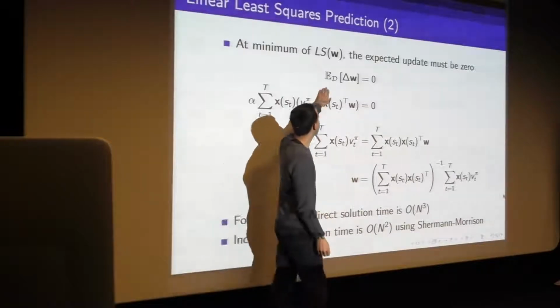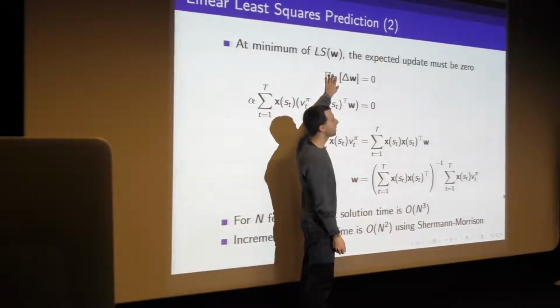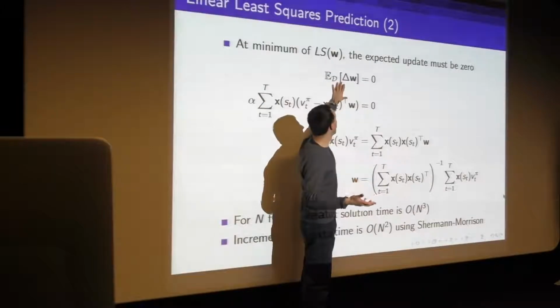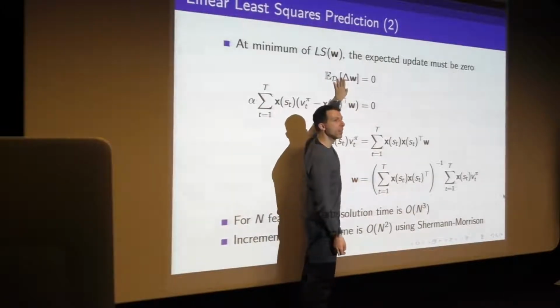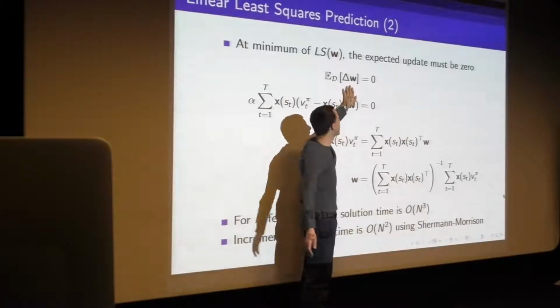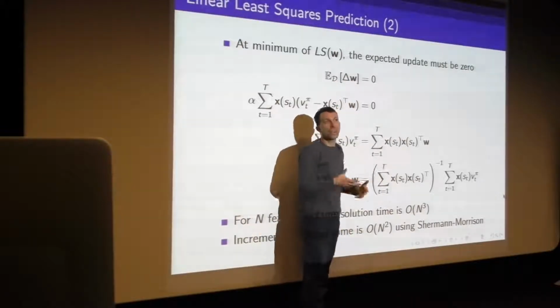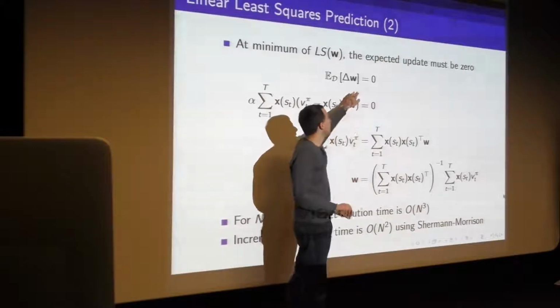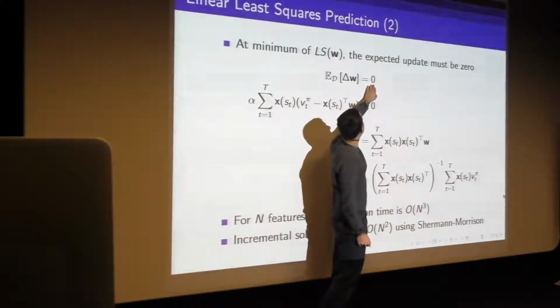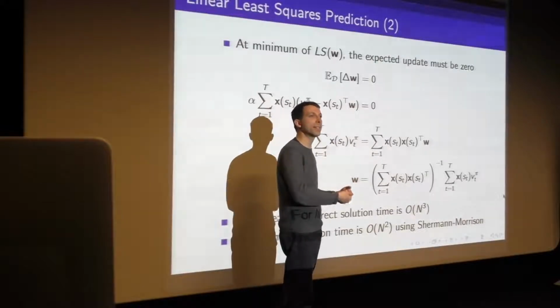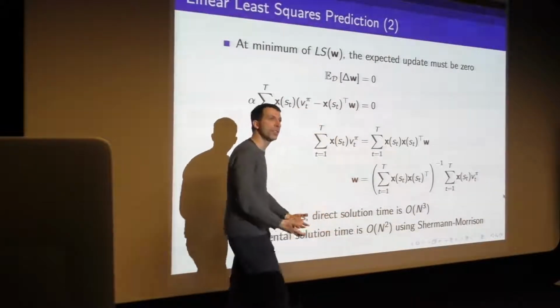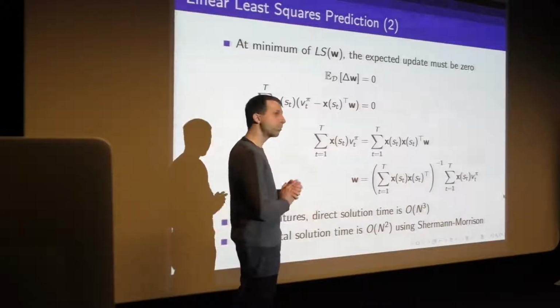Okay? So another way to say that is that if we take the expectation over our data set of the updates that we would make, we would want the expected update over a whole data set to be 0. We don't want there to be any pressure to change this thing. If this was not 0, if this was positive, we would still want to be moving. We would still choose to change our weights. So that would mean we hadn't reached the least square solution yet.